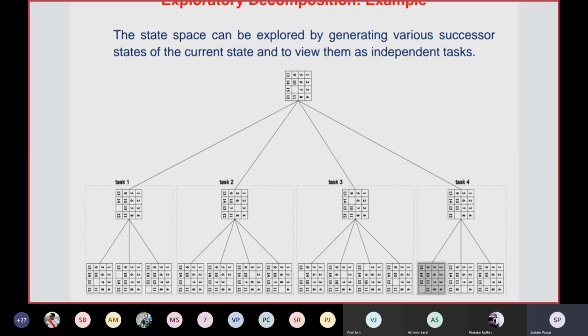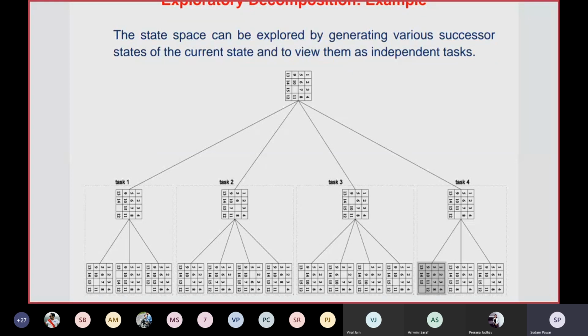Again, you will have different states available in the solution space of states for task 1, task 2, 3, and 4. For task 1, 3 substates will be there.